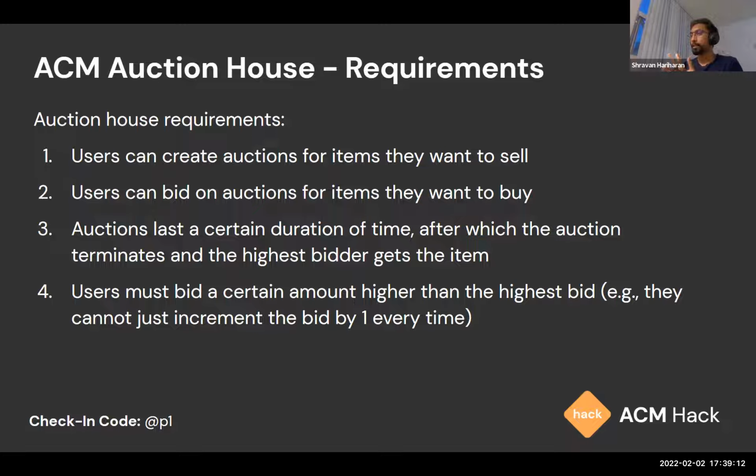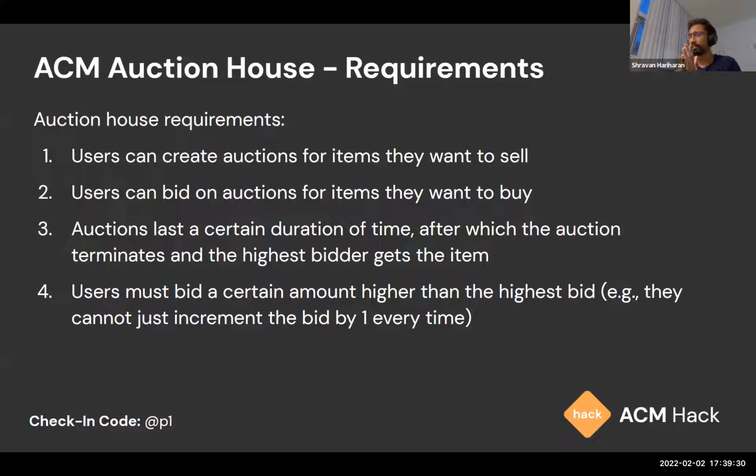For number 3, auctions will last a certain duration of time, after which the auction will terminate and the highest bidder gets the item. Whoever has bid the highest amount of money for the item will get the item after the auction's done. And then lastly, users must bid a certain amount higher than the highest bid.